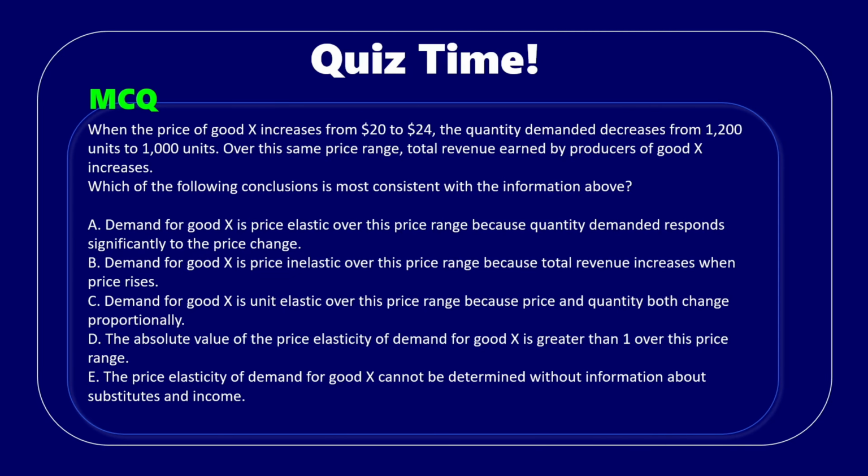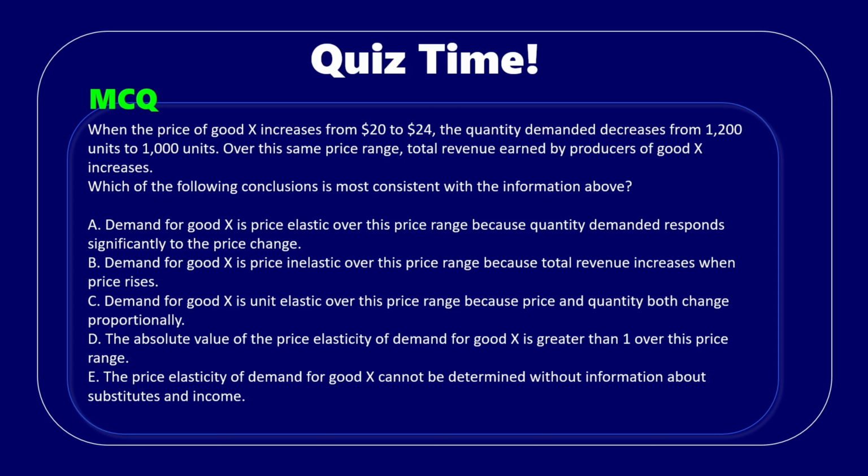Okay, let's go through this. The price of good X increases and quantity demanded falls. And that part alone doesn't tell us anything yet about elasticity. What matters here is total revenue. And we're told when price goes up, total revenue increases. And that only happens when demand is price inelastic.